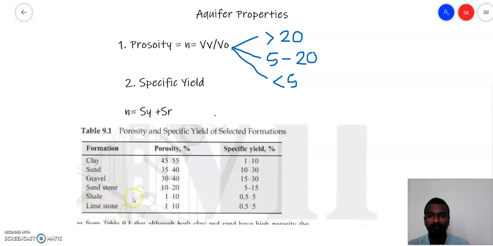For these formations, what is the porosity? Here you can see if it is clay, then porosity varies from 45 to 55, whereas the specific yield is 1 to 10%. In case of sand, the porosity is 35 to 40%, and the specific yield is 10 to 30%. In case of clay it is 1 to 10, in case of sand it is 10 to 30. So why is there a difference in the specific yield? Because here it is low, and here it is high as compared to clay.